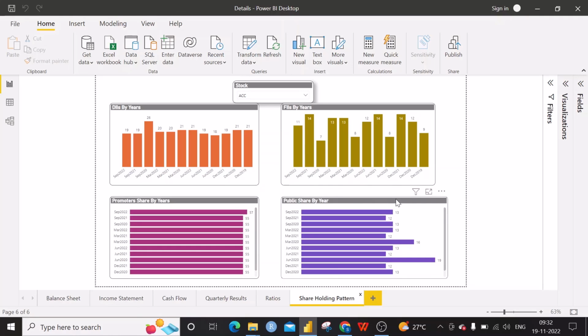The public share by year is 13% in the last quarter. It is somewhat maintained. In June 2022 it was also 13%. Now it is also 13%. So the same kind of share is held by the public for the last quarter.